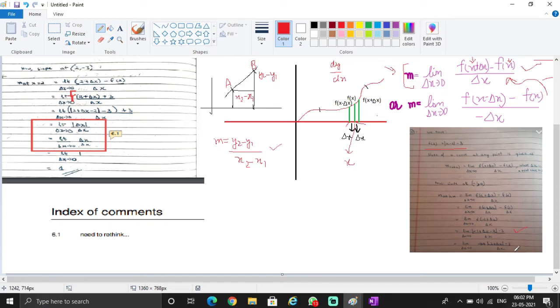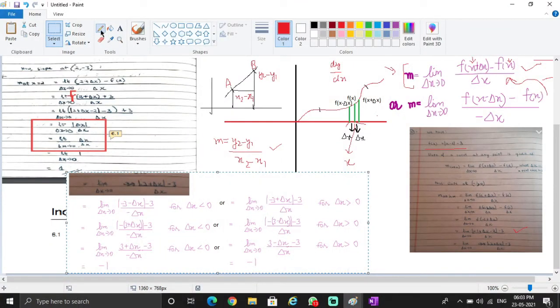Okay, see. So these are the two cases here. When your delta x is less than 0, meaning when it is negative, then this actually changes to minus 3 minus delta x, which can be further written as this, and while coming out of the mod, this will become this. So when your delta x is less than 0, this will become negative, and this is how this will change, and your slope is coming out to be minus 1.